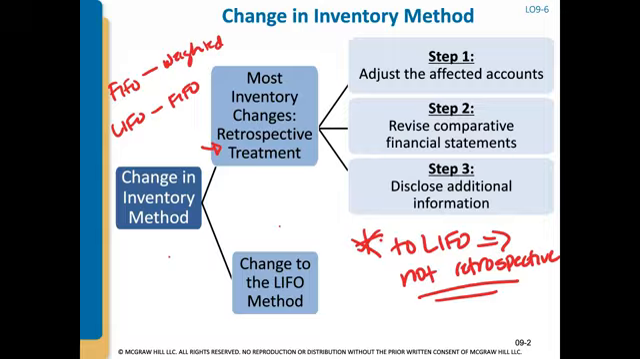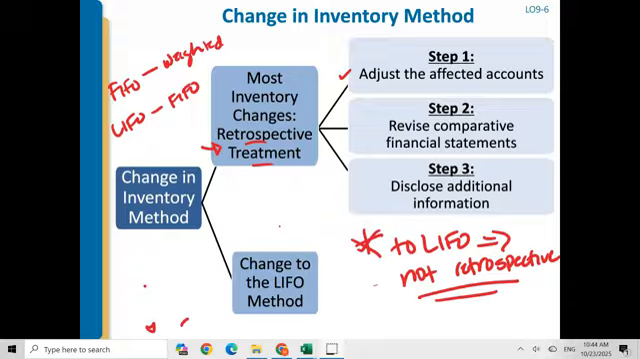So the retrospective treatment, I should say, is really used for inventory method changes, except for anything to LIFO. Whether you have FIFO to LIFO or weighted average to LIFO, those will not be treated through the retrospective way. So the first way we're going to be talking about is the retrospective treatment.